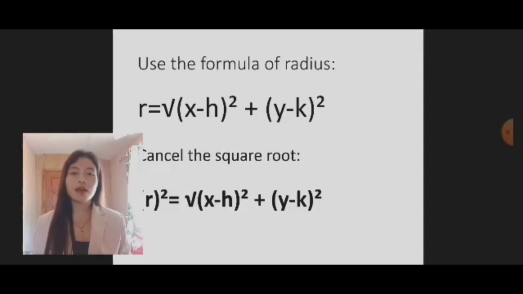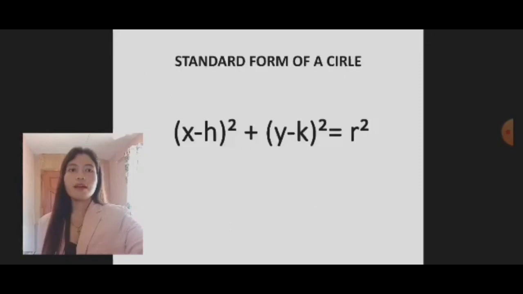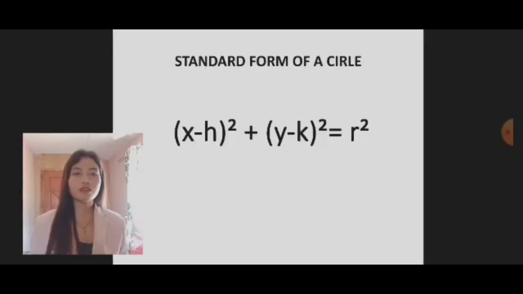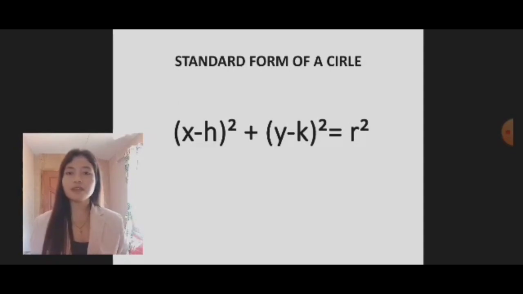In order for us to derive the formula of the standard form of a circle, we need to cancel the square root from the formula of a radius. So we have now the standard form of a circle, which is the quantity x minus h squared plus the quantity y minus k squared is equal to r squared. So this is now the formula for the standard form of a circle.